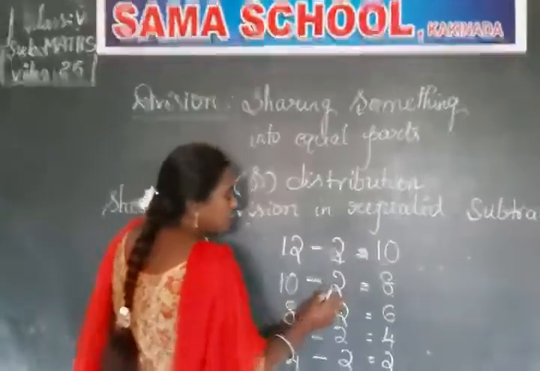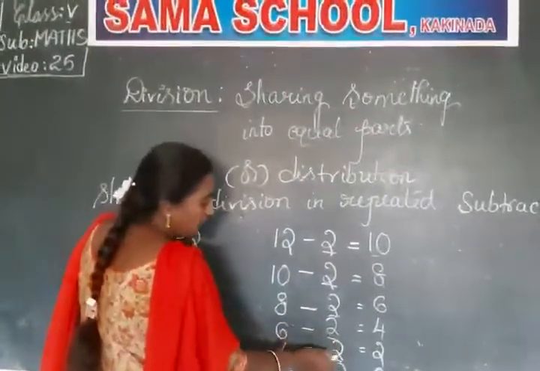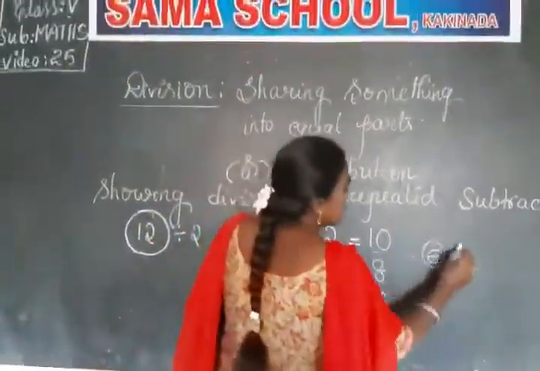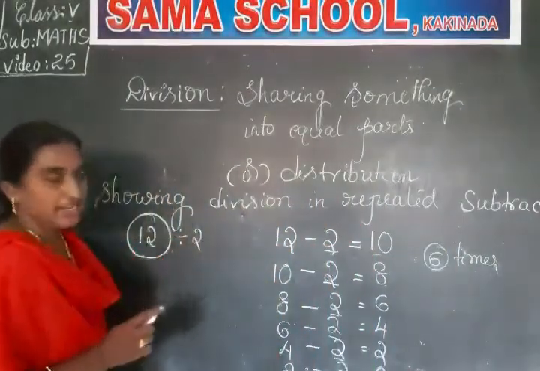See how many times you have subtracted 2 here. 1, 2, 3, 4, 5, 6. 6 times you have subtracted 2.